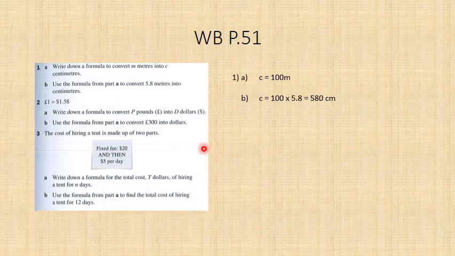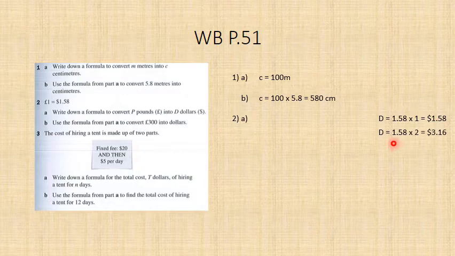Okay, so here let's go for question 2. I have here 1 pound equals $1.58. He needs me to write down a formula to convert P pounds into D dollars. Very easy and simple. If I have 1 pound, I will multiply it by 1.58, it's going to be equal to $1.58. If I have $2, I will multiply it again by 1.58, it's going to be equal to $3.16.